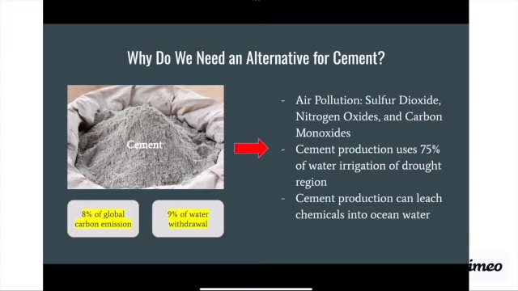As provided above, cement is one of the strongest pollutants. It harms both the ocean and the air. Cement produces sulfur dioxide, carbon monoxide, and nitrogen oxides, which are very harmful types of gas. Also, cement production consumes large amounts of water, especially threatening drought regions, and frequently leaches chemicals into the ocean. In 2015, 8% of global carbon emissions were solely based on cement production, and in 2022, 9% of water withdrawal was due to excessive cement usage.